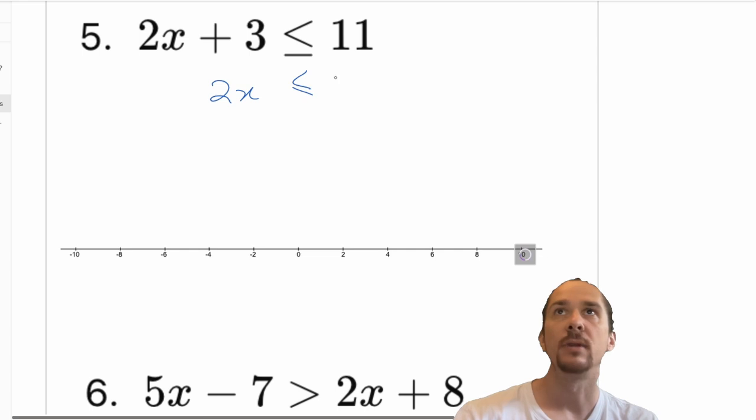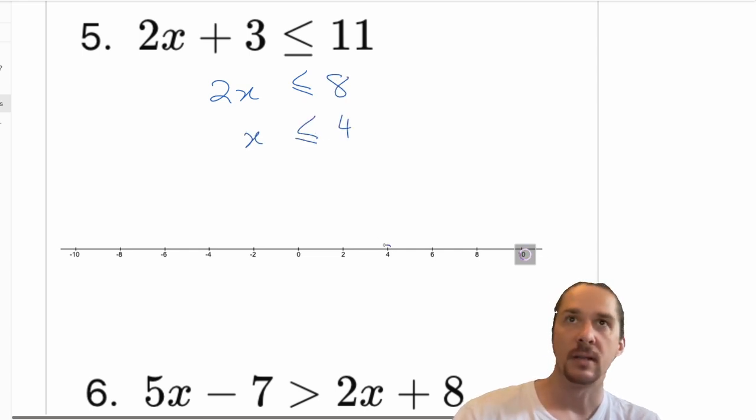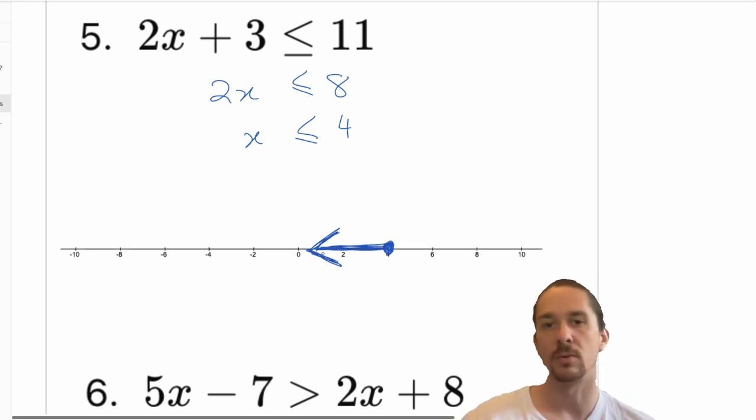2x is less than or equal to 8. In other words, x is less than or equal to 4. So we can take the 4 here because we can be equal to it. I fill in the circle, and then I simply illustrate that anything less than that is also acceptable.